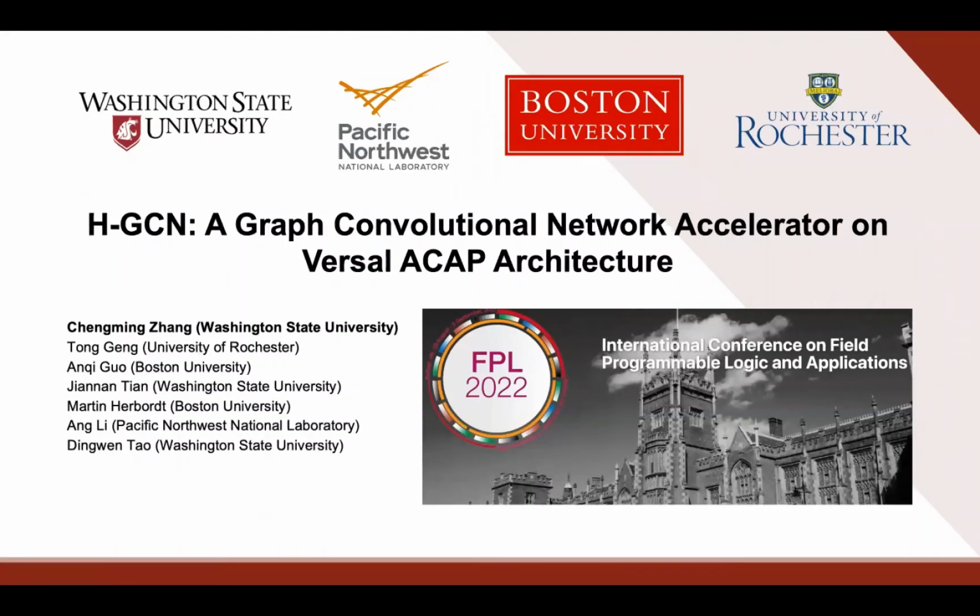My name is Zhang. I am from Washington State University. We are collaborating with Pacific Northwest National Laboratory, Boston University, and University of Rochester. Today, I'm going to present our work, H-GCN: a graph convolutional network accelerator on the Versal ACAP architecture.